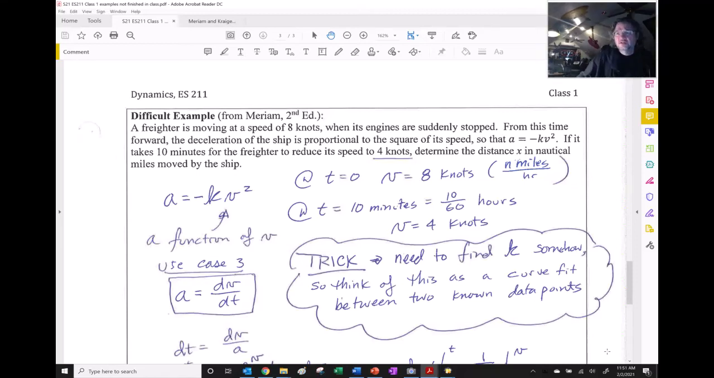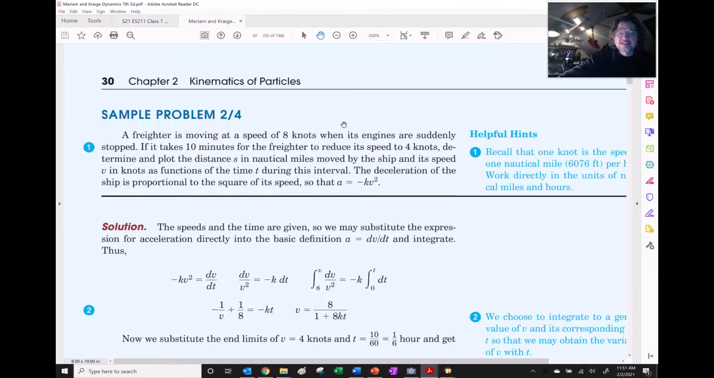Okay, here's another example. I didn't put it in my notes. I think I took it out of my notes because it's a difficult example. It comes out of the Meriam and Kraige book, my second edition. This is the book that I used in undergraduate dynamics. A more up-to-date one, I think, is the 7th edition.